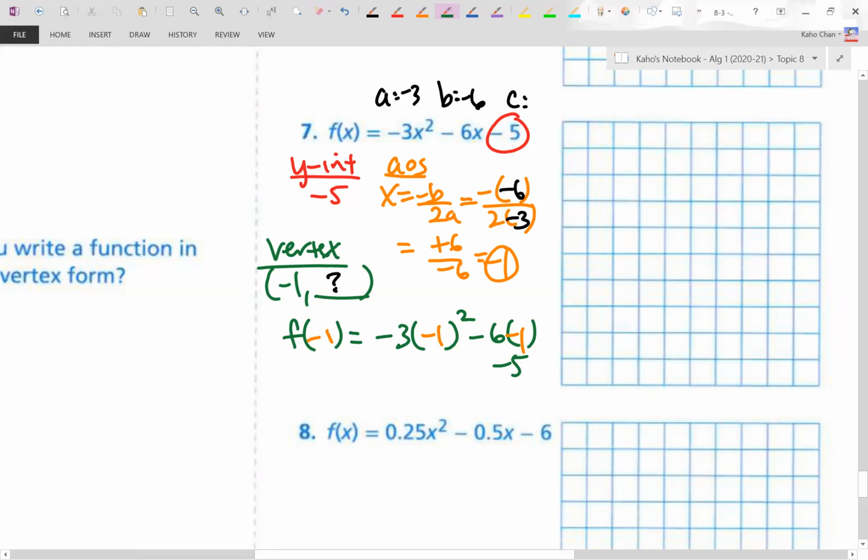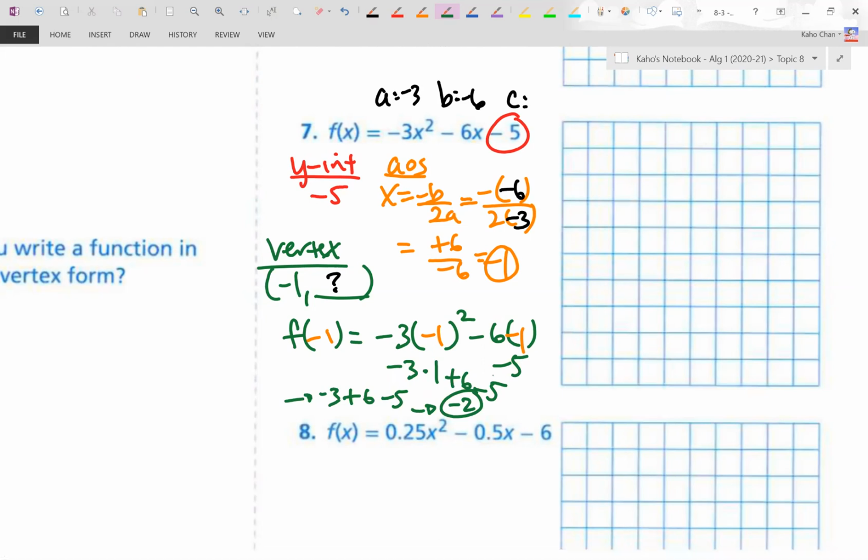All right, -1 squared is first, is +1. And -6 times -1 is +6. And minus 5. So that's going to be -3 plus 6 minus 5. That, ladies and gentlemen, is -2. Yay. So my vertex is -1, -2. It kind of seems like we're in the third quadrant again.